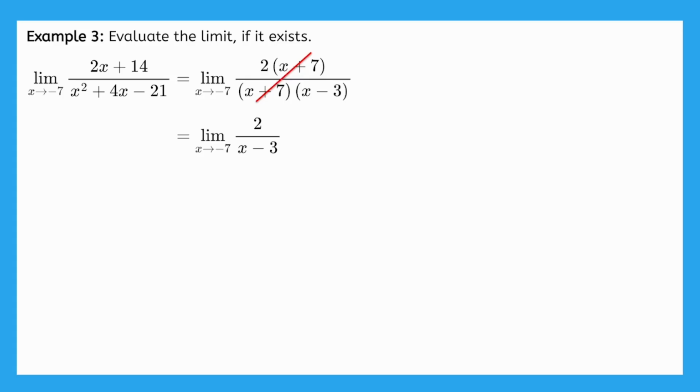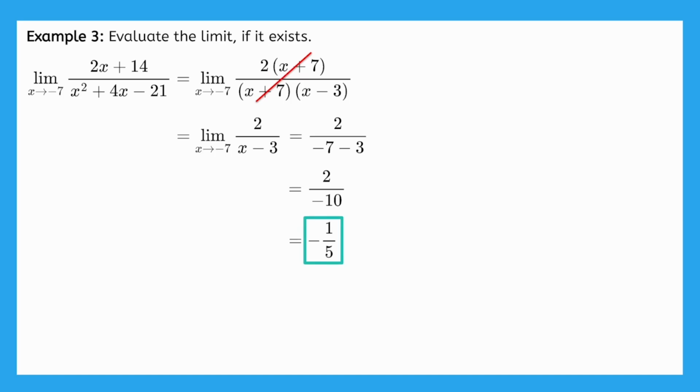Notice that when we do this simplification, we write that the limits are equal, not the actual functions. Not writing the limit symbol would be incorrect, as these two functions are not in fact equal, but their limits are. Now we can just use direct substitution to evaluate this limit, as this expression is defined when x equals negative 7. We get a limit of negative 1/5.